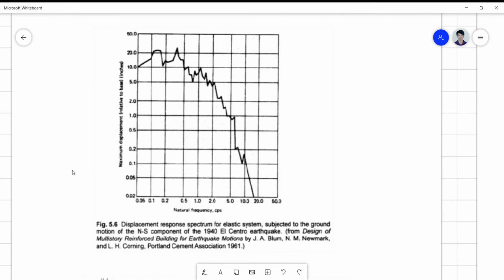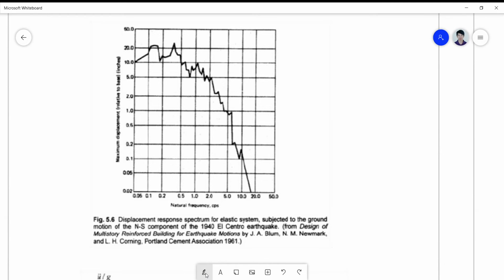Okay, so we have this first figure, an example of the maximum displacement relative to base versus the natural frequency in terms of cycles per second. Okay, so this is now a displacement response spectrum for an elastic system. When you say elastic, you are referring to the oscillator undergoing elastic behavior.